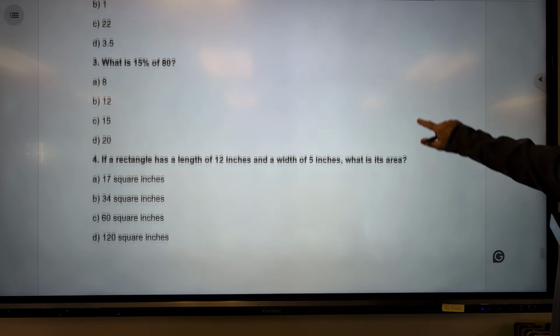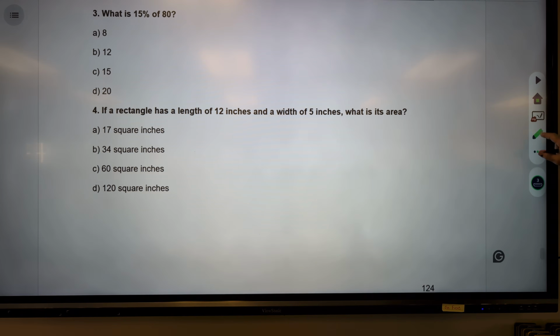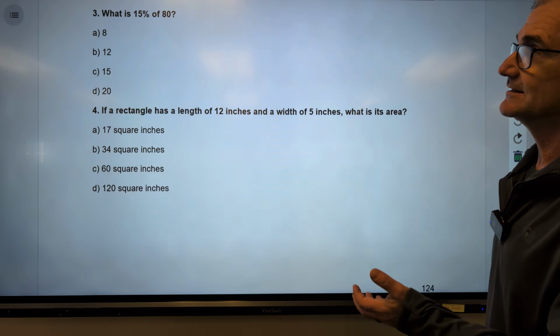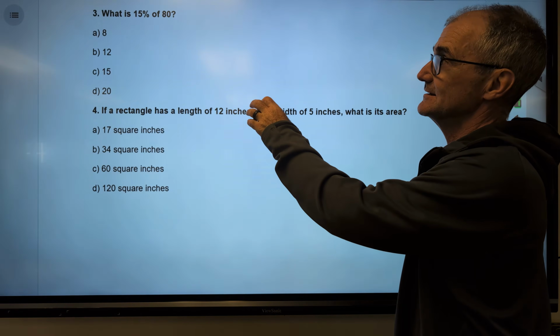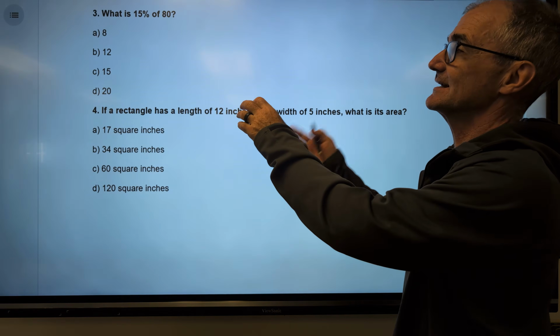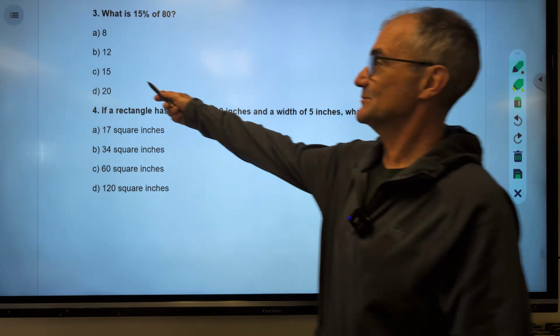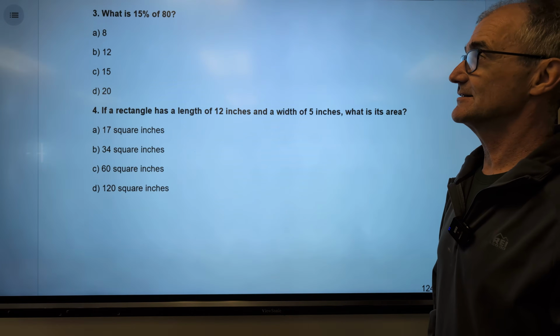Okay, problem number 3 here. What is 15% of 80? You might be able to do that pretty quickly in your head. You could go 10% of 80 is 8, and then I want half of that again to get 12. 15% of 100 is 15. So there's a distractor there.